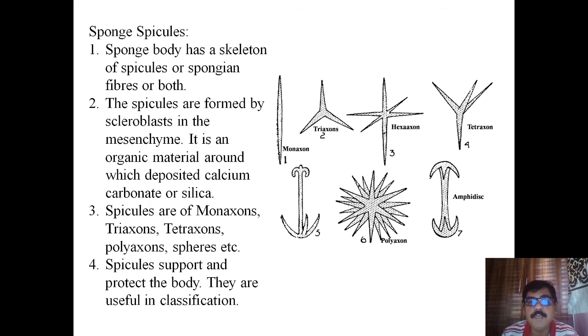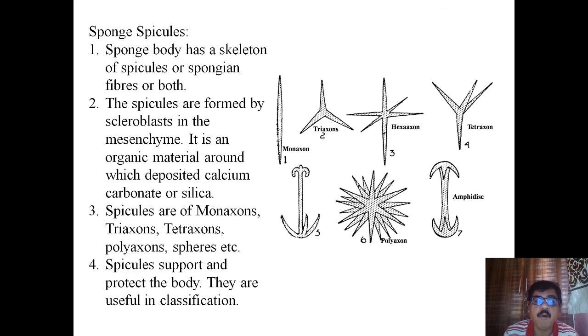Then the sponge spicule. What is the function of these spicules? They form the entire body of the sponges, and these are interwoven with the fibers that are called spongin fibers. The spicules are formed by cells called scleroblast cells in the mesenchyme. The mesenchyme is the layer which is in between the ectoderm and endoderm.